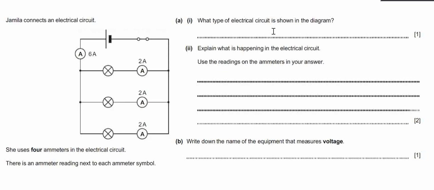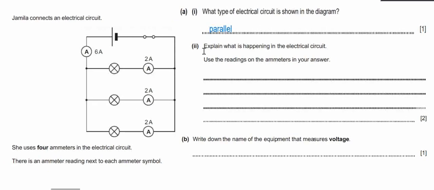Alright, let's check out the answer, guys. So the answer for question A is a parallel circuit. Question A part 2. Explain what is happening in this electrical circuit. Use the readings on the ammeters in your answer. 10 seconds from now.